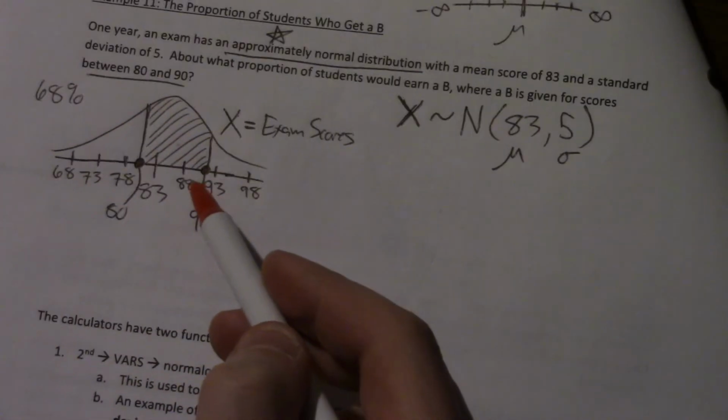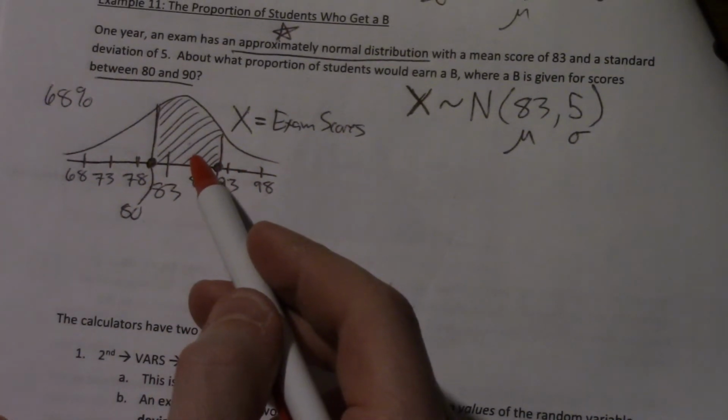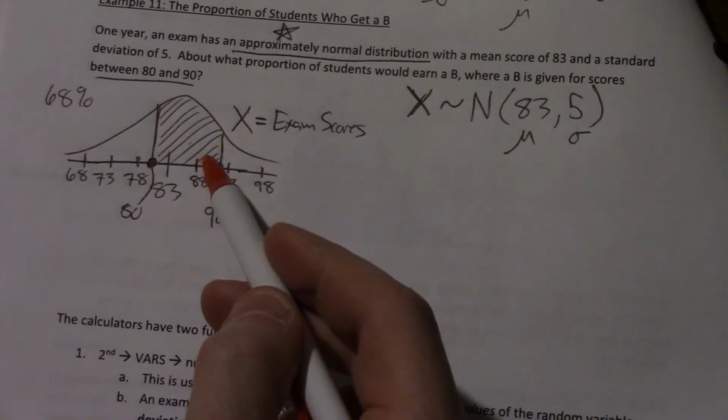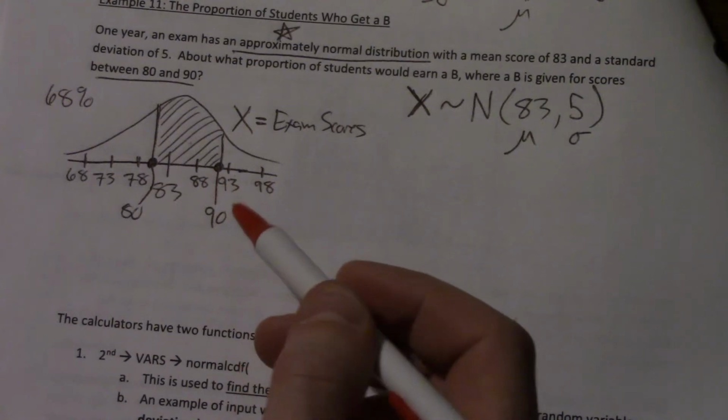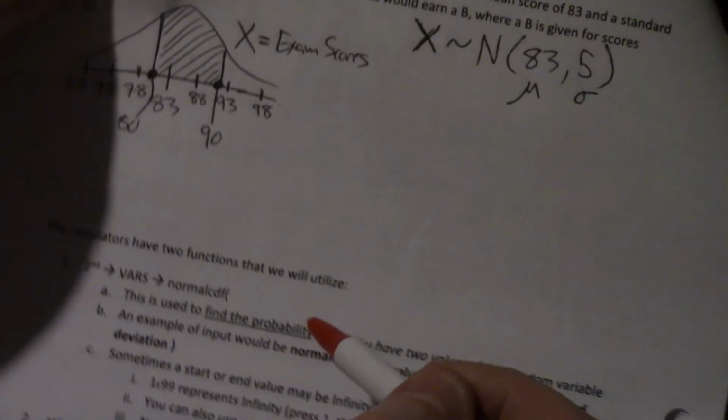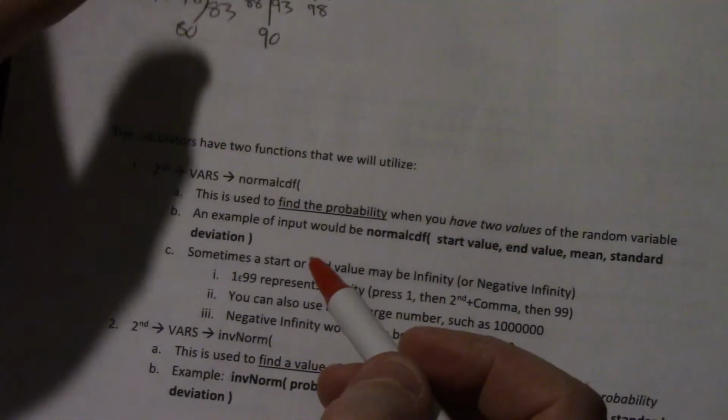So we can't use the standard normal table. The other solution is to use calculus. We're not going to do that. So the best solution is, again, let's use the calculator. Let's let it find these probabilities for us.